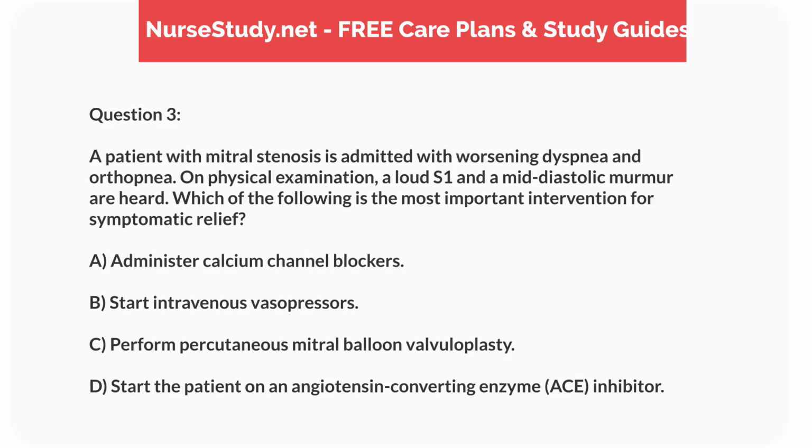Question 3. A patient with mitral stenosis is admitted with worsening dyspnea and orthopnea. On physical examination, a loud S1 and a mid-diastolic murmur are heard. Which of the following is the most important intervention for symptomatic relief?